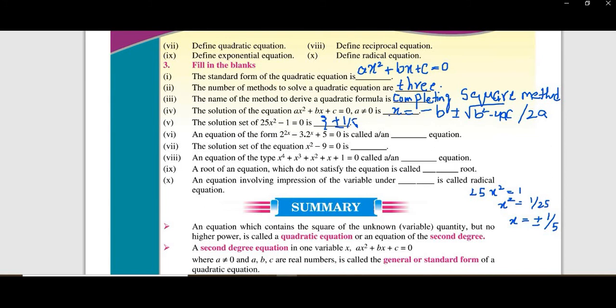Okay. An equation of this form, when a variable occurs in the exponent, we call this type of equation an exponential equation.